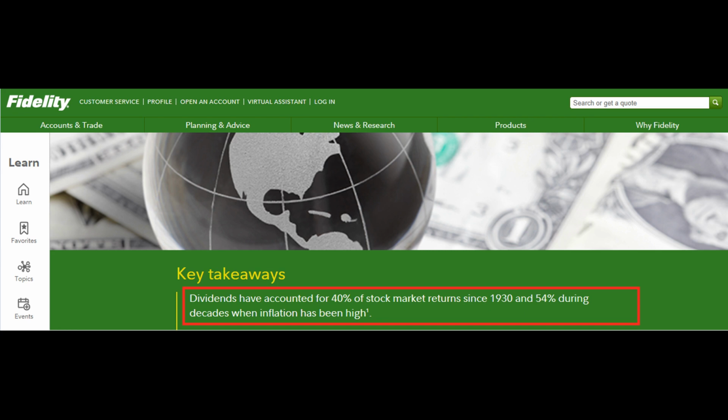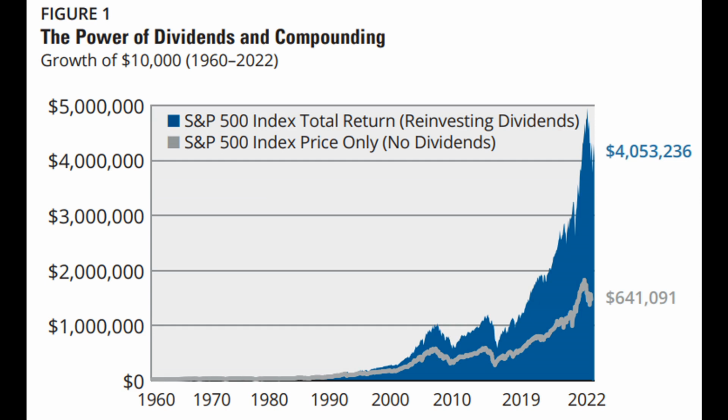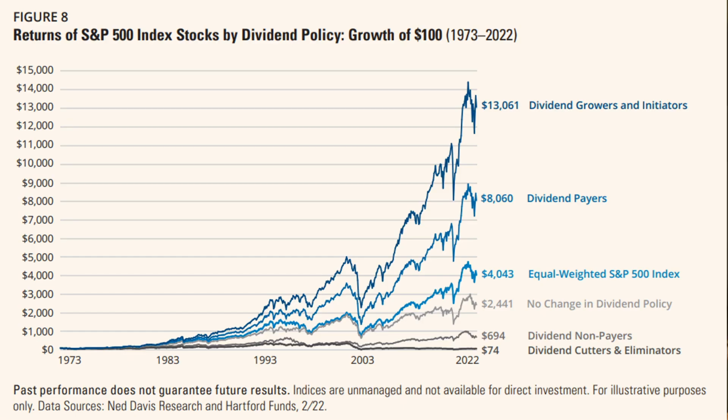So, you saw the charts of truth. Now, let's see studies that have been done on how dividends contribute to overall returns. An article by Fidelity shows that dividends have accounted for 40% of the stock market return since 1930 and 54% during decades when inflation was high. Another study done by Hartford Funds reveals that going back to 1960, 69% of the total return of the S&P 500 index can be attributed to reinvested dividends and the power of compounding. Also, in the same study, it is shown that companies that grew or initiated a dividend have experienced the highest returns relative to other stocks since 1973, with significantly less volatility.